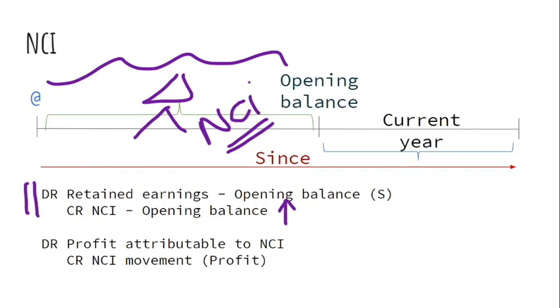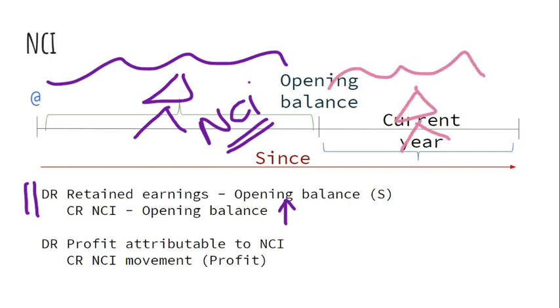I have now increased my NCI balance with the corresponding movement in the equity of S that is attributable to NCI. And with the debit to retained earnings, I make the retained earnings of S less for purposes of the group, so that what's left in the group is the retained earnings opening balance attributable to the owners of the parent.